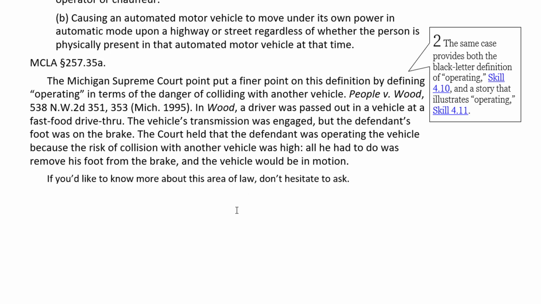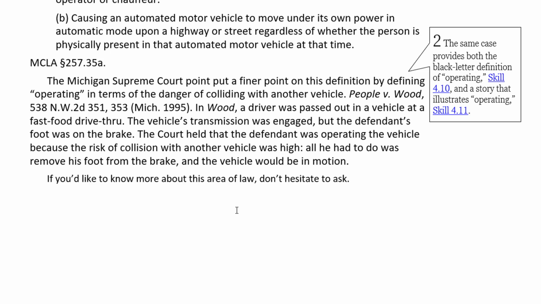So in our case, the transmission was not engaged. It was not in drive. It was in neutral, and it was on flat ground. And here he was in a drive-thru, in a McDonald's drive-thru, where in our case, the guy was alongside the road. So risk of collision was very low. So I think we have a really good chance of arguing that our guy was not operating the vehicle.